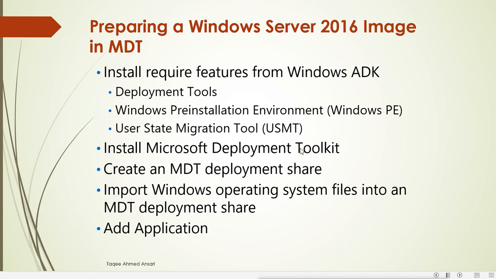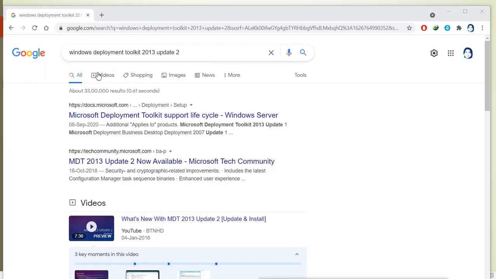Now this Microsoft Deployment Toolkit also you have to download from the Microsoft official site. This is also not available by default in Windows Server or Windows 10. We can download this and install it on Windows 10 also. It is supported in Windows 10, and we can also use it on Windows Server. And this is the Windows Deployment Toolkit update.